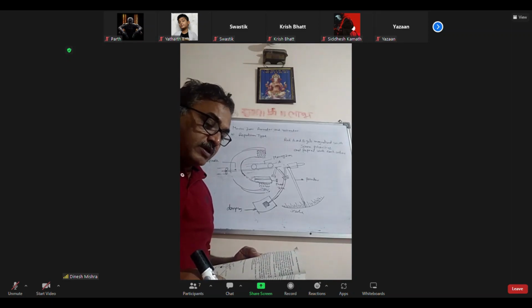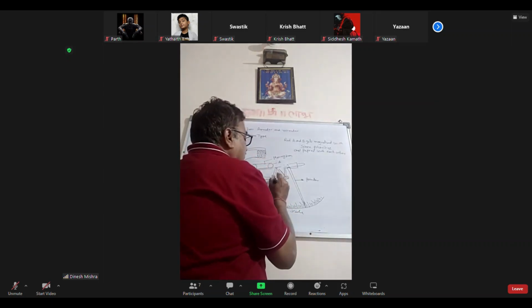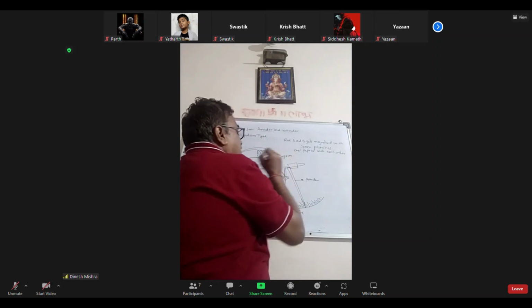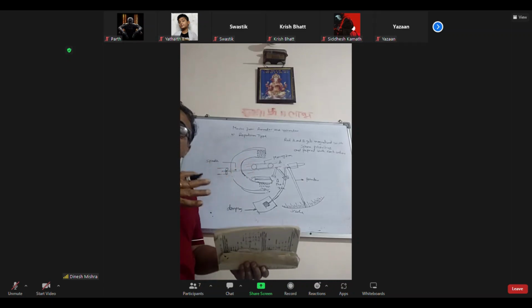A is fixed at the bottom, B is the movable one. A is the fixed one, B is the movable. So the fixed one will not move.